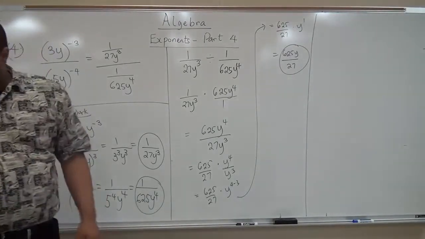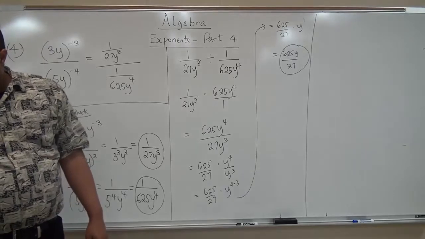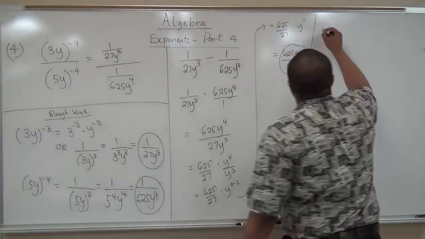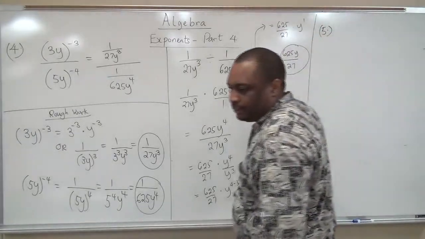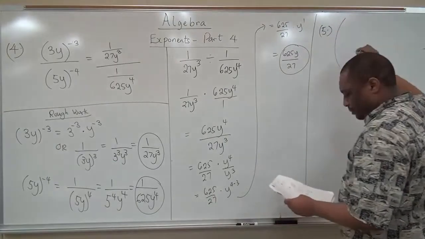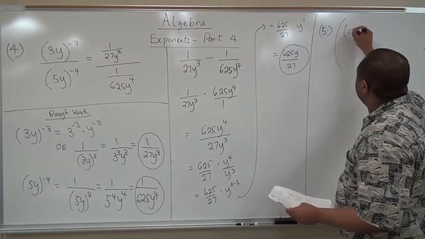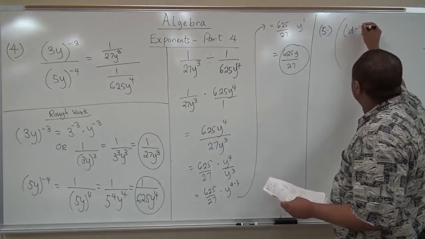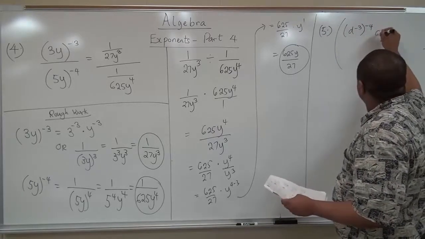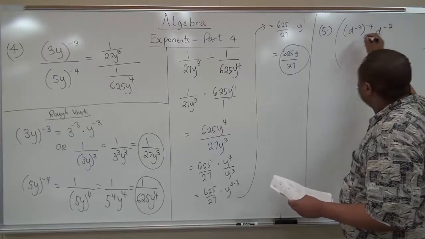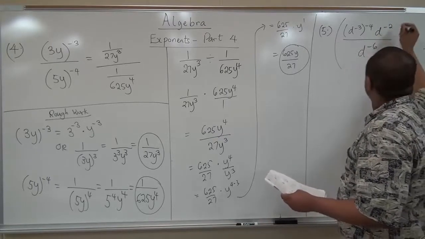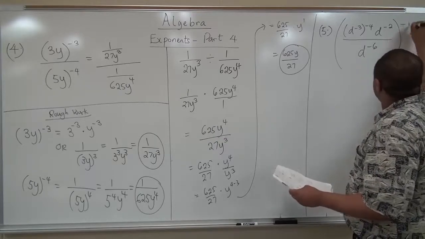Question 5, we have this. You have a bigger parenthesis there. D exponent negative 3 and negative 4. D negative 2 over D negative 6, all exponent negative 1.